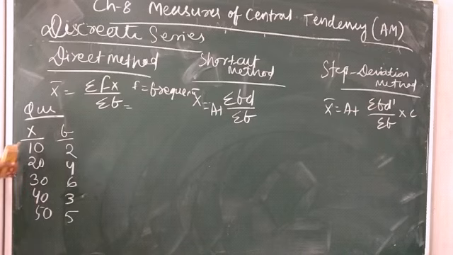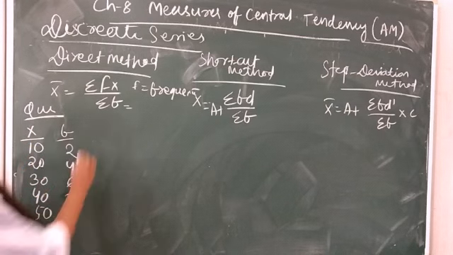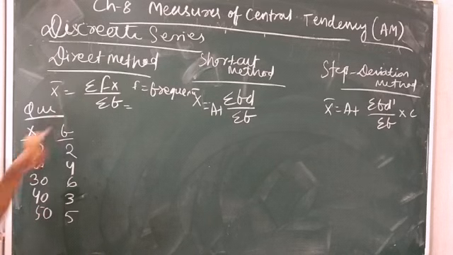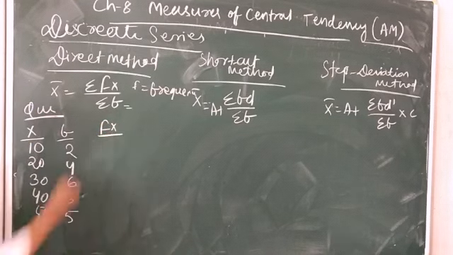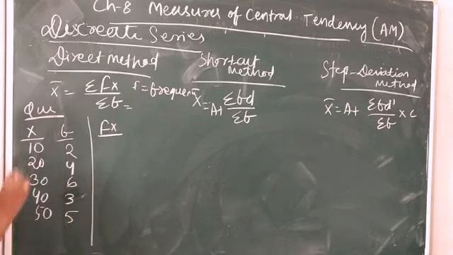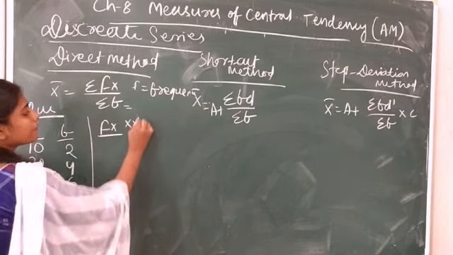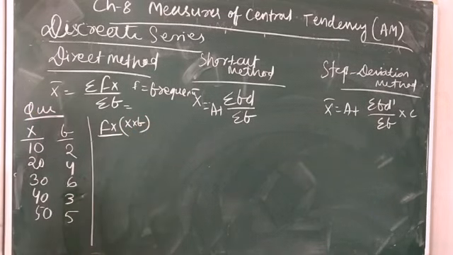So here x is 10, 20, 30, 40 and 50, and frequency is 2, 4, 6, 3, 5. Now we calculate mean under the direct method. So the formula is sigma fx, or the summation of fx. So now we calculate fx. This is the question. So fx equals x into f, where x is the number of items and f the frequency.